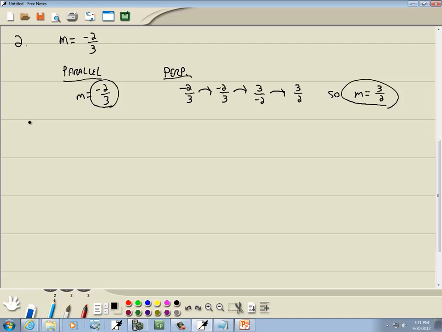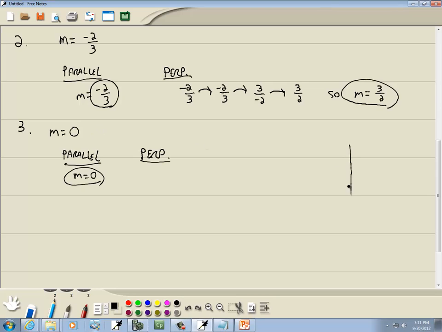Now this next one's an oddball case. We've got m is equal to 0. Okay, for a parallel, that's easy. The slope's the same. Perpendicular is not so easy. You can't think of the oddball cases in the same sense. Remember, your two oddball cases are m is equal to 0, which is a horizontal line, and m is undefined, which is a vertical line.